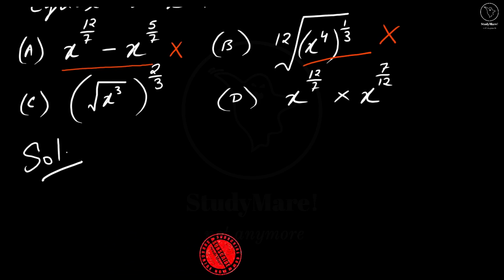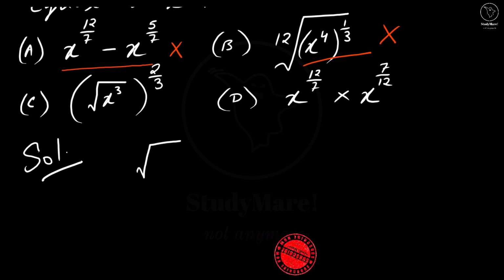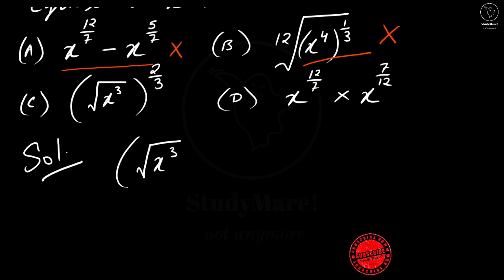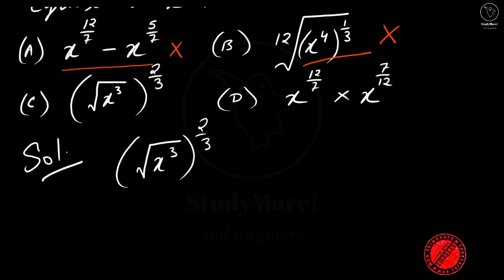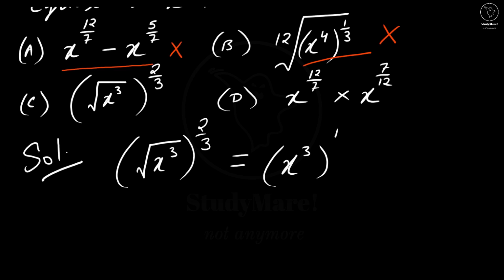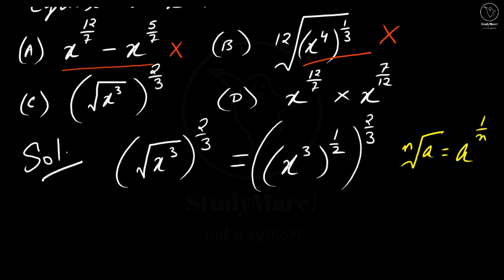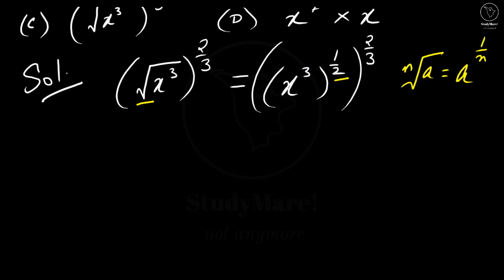Now let's pick up the next one, which is square root of x cube to the power 2 by 3. This can be written as x cube to the power 1 by 2, and we already have 2 by 3 here. Why? The same identity. Nth root of a is equal to a to the power 1 by n. It was square root of x cube, so we put it here as 1 by 2. Rest everything remains same. Let's solve it further.